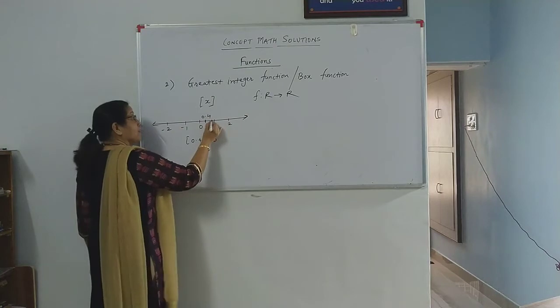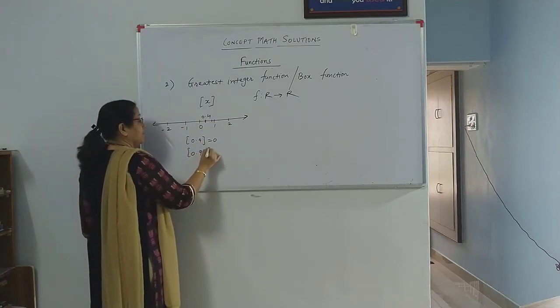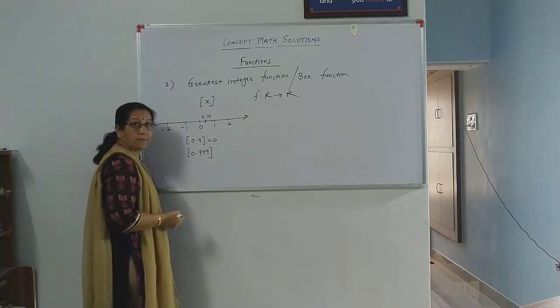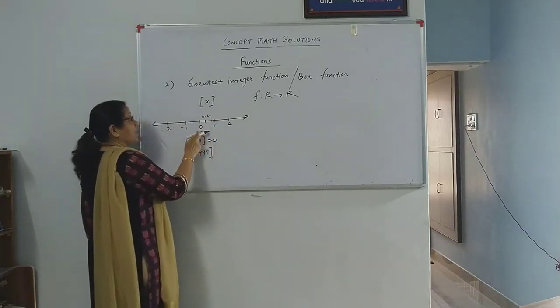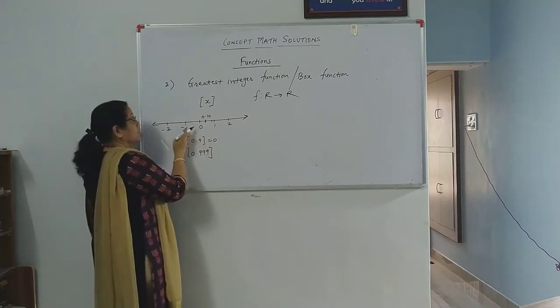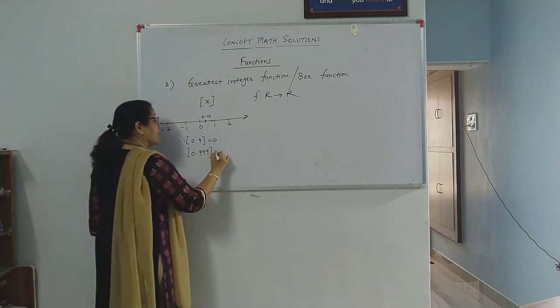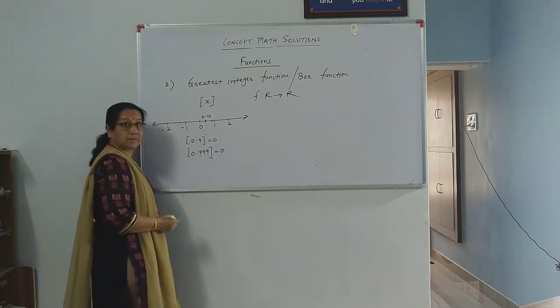Suppose I have 0.999, very close to 1. Again there are infinite integers less than 0.999. There are 0, minus 1, minus 2, minus 3 and so on. Greatest amongst that is 0.